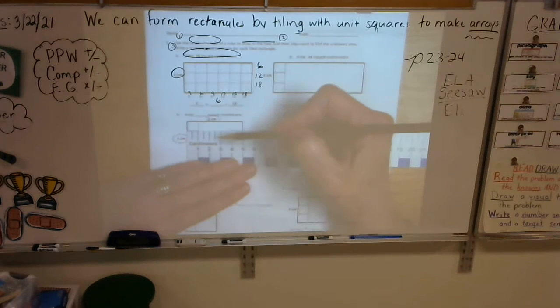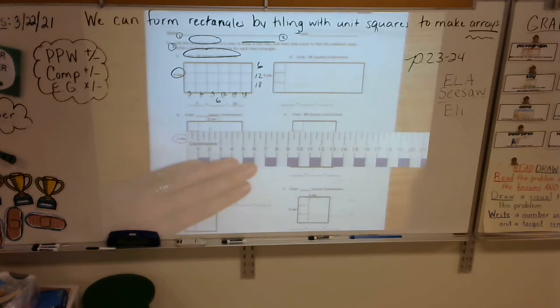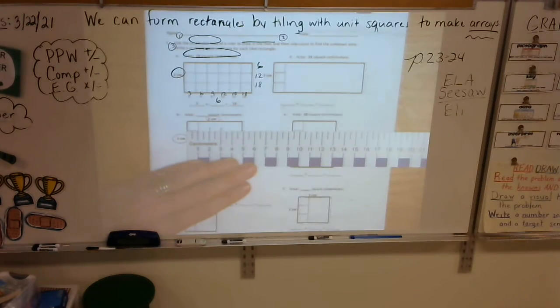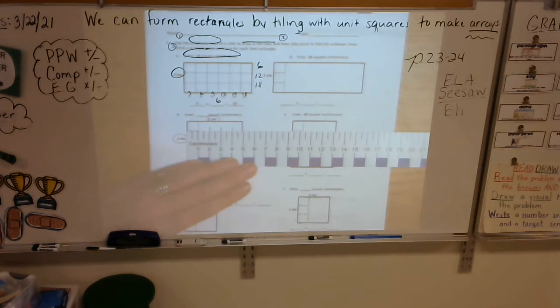Okay? And now I'm going to find 2. And I'm going to trace up to and put a mark there by the 2 centimeter mark. I'm going to find 3 down here. I'm going to trace up 3 and put a mark by the 3 centimeter mark. And then I'll find 4 and trace up and put a mark by the 4 centimeter mark. Okay? Now that I have those marks, I can draw my lines.